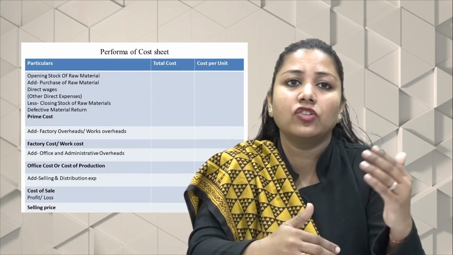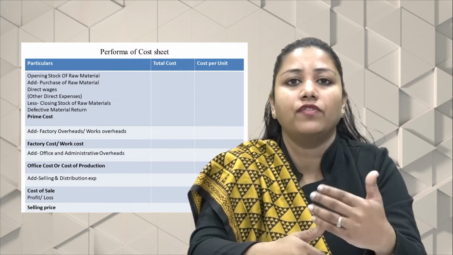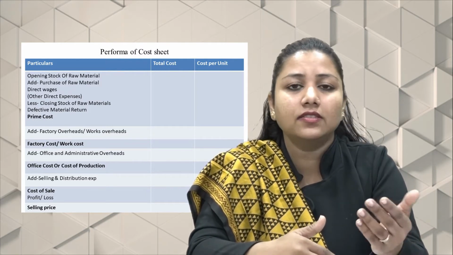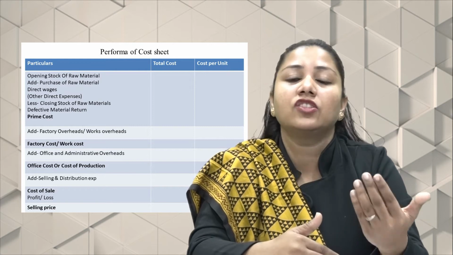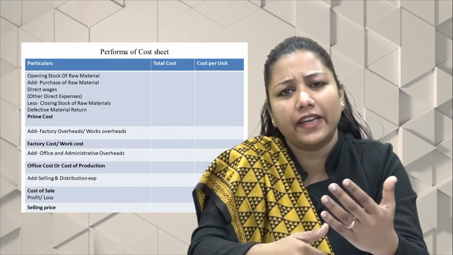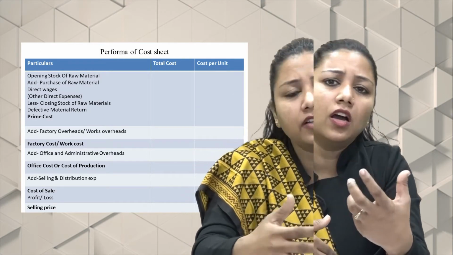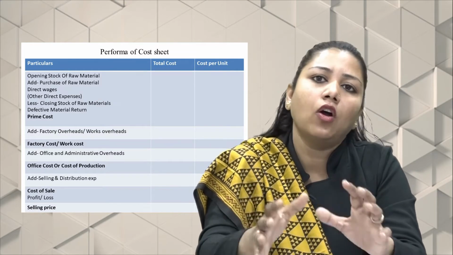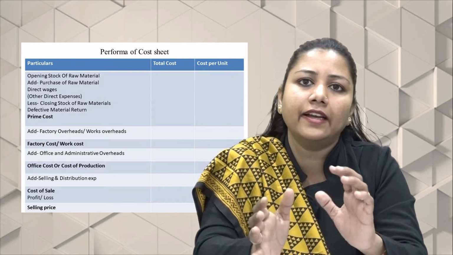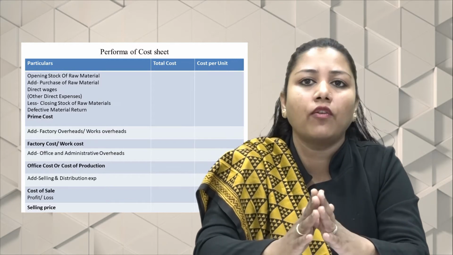The office expenditures are office rent, office light, director salaries, employee salaries, and stationery, and there are so many expenditures on the office which are incurred during the production of the product. So we add them in the office cost. So we find out the office cost.